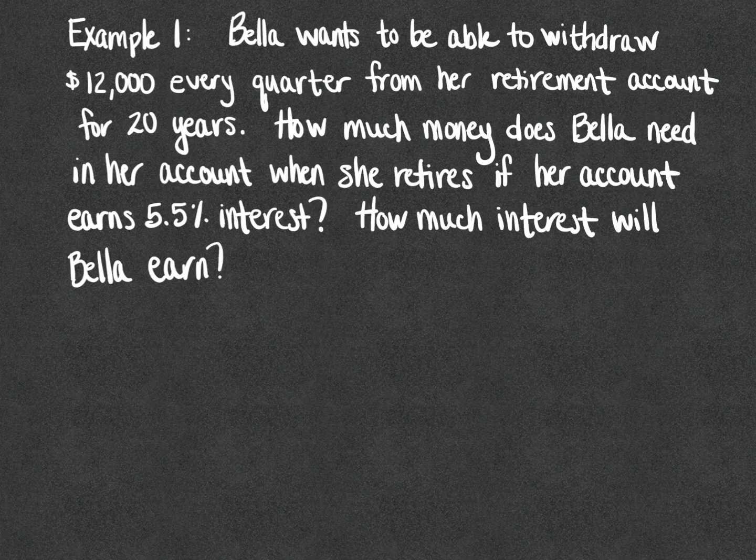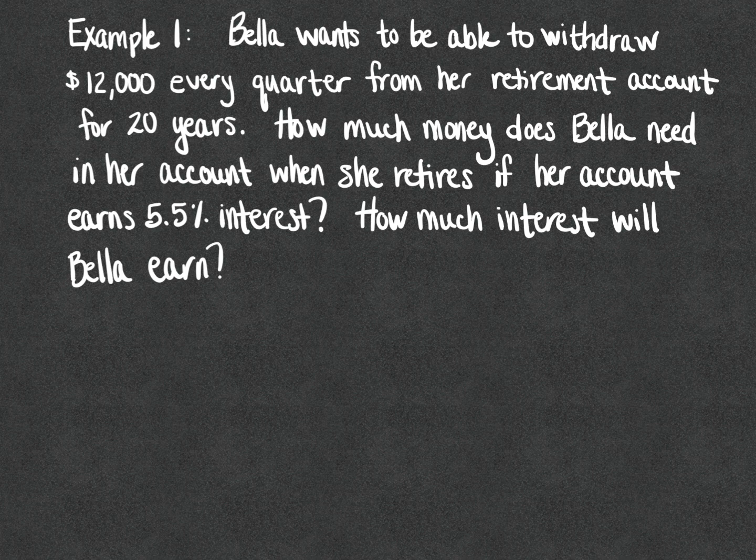So let's take a look at our first example. Bella wants to be able to withdraw $12,000 every quarter from her retirement account for 20 years. How much money does she need in her account when she retires if her account earns 5.5% interest? And then how much interest will Bella earn on her account?